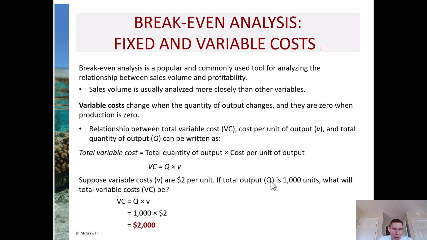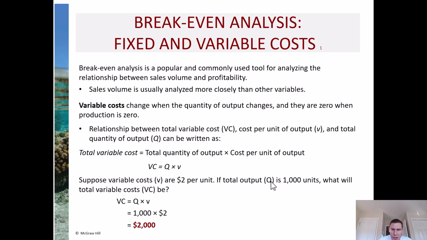Now, break-even analysis is popular and is commonly used as a tool for analyzing the relationship between sales volume and profitability. The sales volume is usually analyzed more closely than other variables for obvious reasons. Companies care a lot about what they sell, how much money they're making. Variable costs change when the quantity of output changes, and they are zero when production is zero. Think about it, because if you don't produce anything, you don't have any variable cost. Think about the name variable, they vary, right?